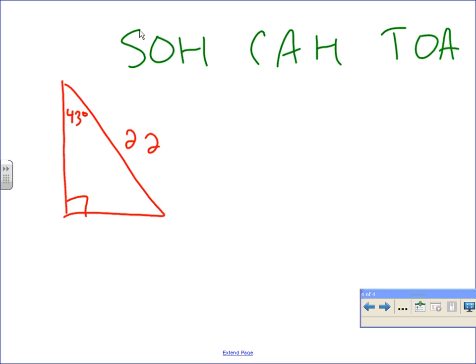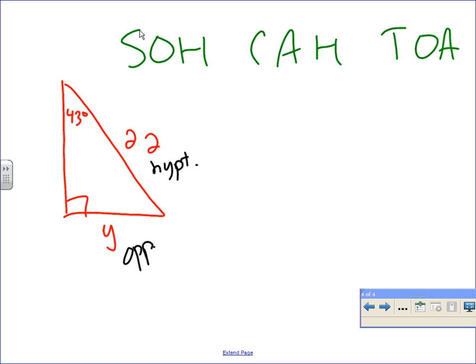Okay, let's find y. I want you guys to look at it. Do you think we should use sine, cosine, or tangent to find y? I want you to think about that 43 degrees, what the y is to it, and what the 22 is to it. This is a quick lesson. I just want to see if you're with me. Sean, what do you think? Good, why? Awesome.